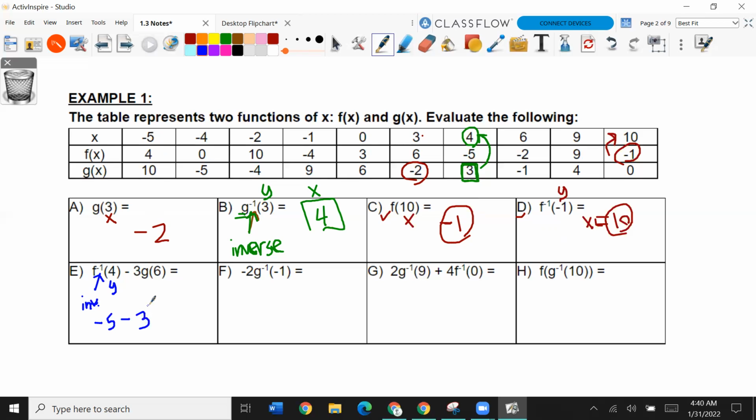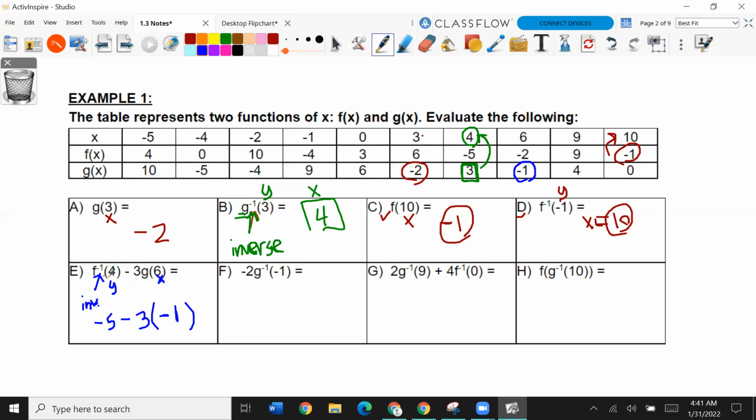And then 3 times G of 6. Now that's just an X value there. So for G of 6, my G value is going to be -1. So that's a -1 there. Does that make sense? G of 6 is -1. So that's just going to be the Y value there.